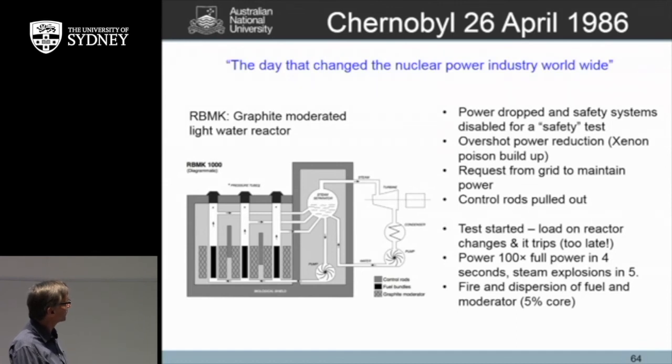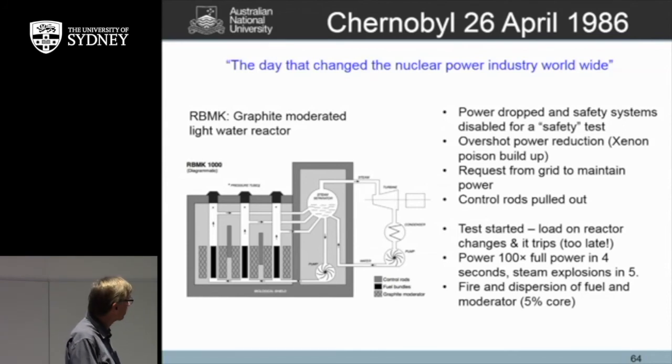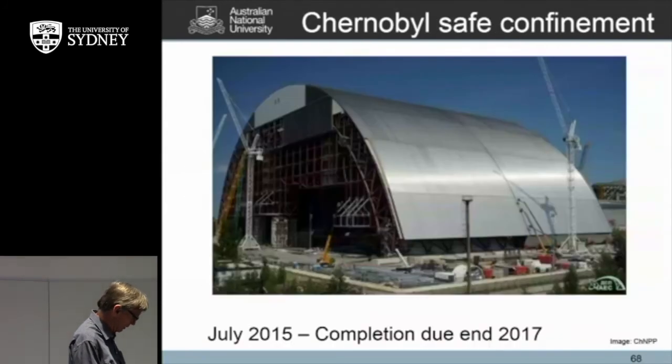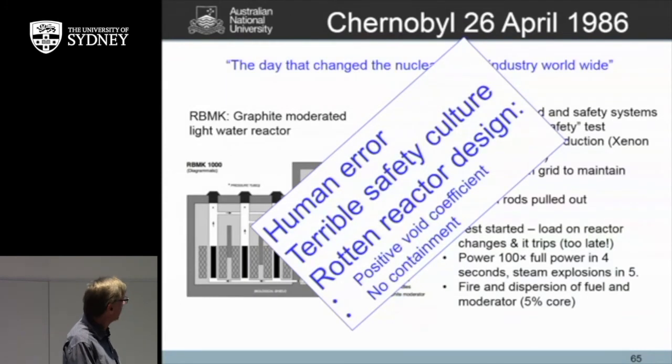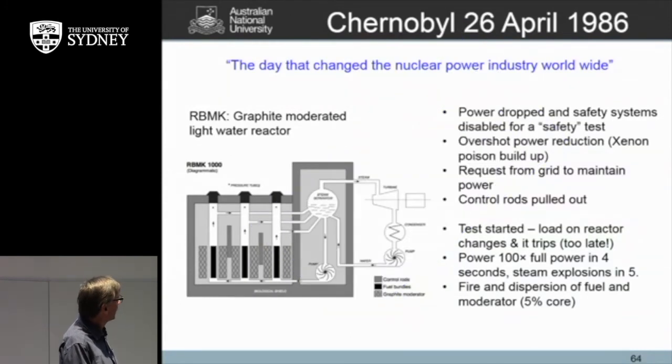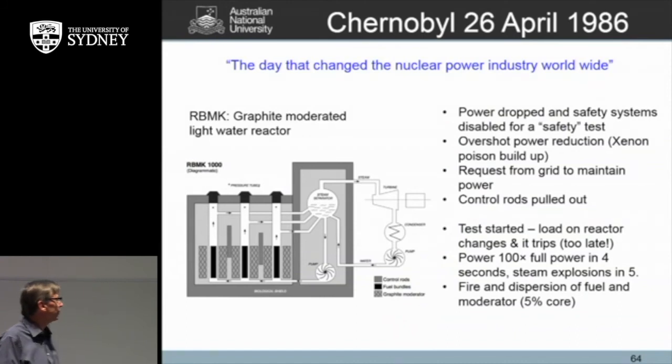It's too late. Within 4 seconds, the reactor power went up by a factor of 100. There were steam explosions in 5. It wasn't a nuclear explosion, it was just the heat went up which generated steam which caused an explosion. But then there was fire and dispersal of the fuel in the moderator. Overall, it's estimated that about 5% of the core was dispersed.